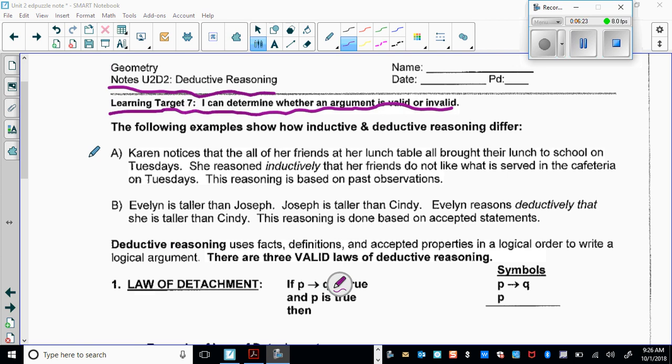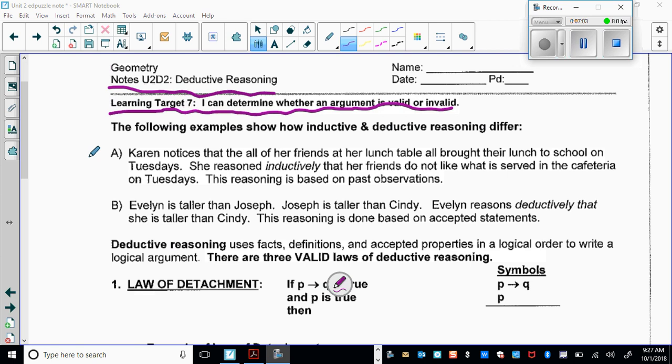There are three laws we're going to follow in this case. The following examples show how inductive and deductive reasoning differ. Notice that all of her friends at her lunch table brought their lunch to school on Tuesdays. She reasoned inductively that her friends do not like what is served in the cafeteria on Tuesday. This reasoning is based on past observation. Every time she sees her friends on Tuesdays, they bring lunch, so by looking at the pattern she assumed they don't like the cafeteria food on Tuesdays.